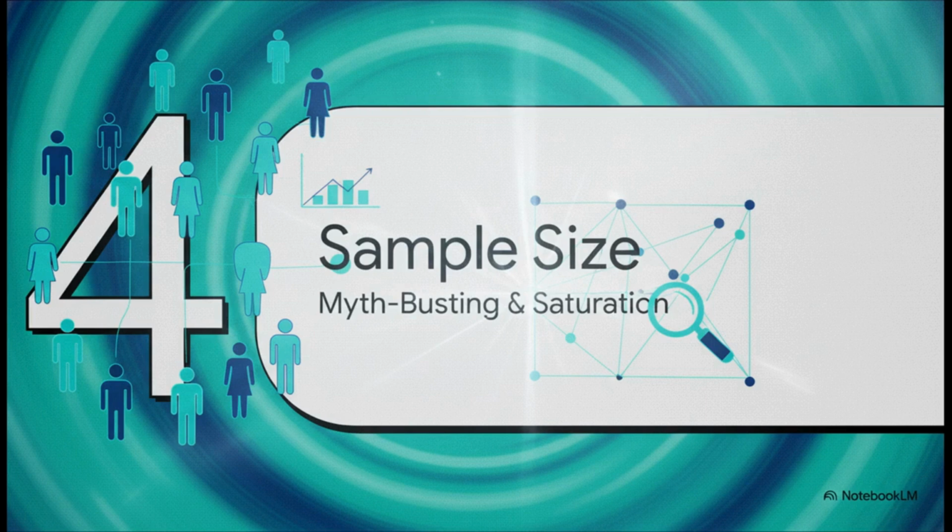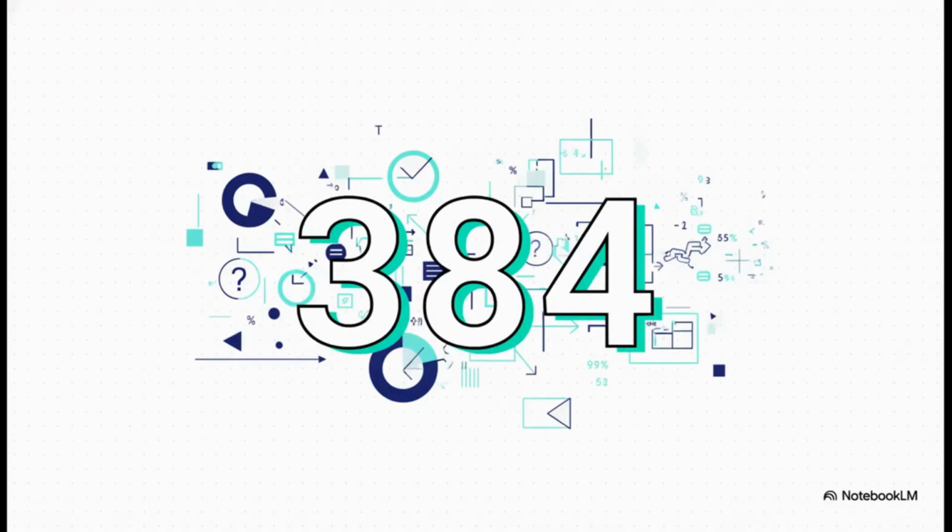It is time for some myth-busting and talking about saturation. You have probably heard this specific number thrown around a lot, 384. It gets touted all the time as the universal, magic sample size for quantitative surveys. But I'm here to tell you that is a massive myth. 384 is just a standard formula that assumes maximum variability, a 95% confidence level, and a 5% margin of error. Literally, as soon as you introduce clustering or design effects, or if you just need higher precision, this number completely changes. It is absolutely not a magic one-size-fits-all rule.